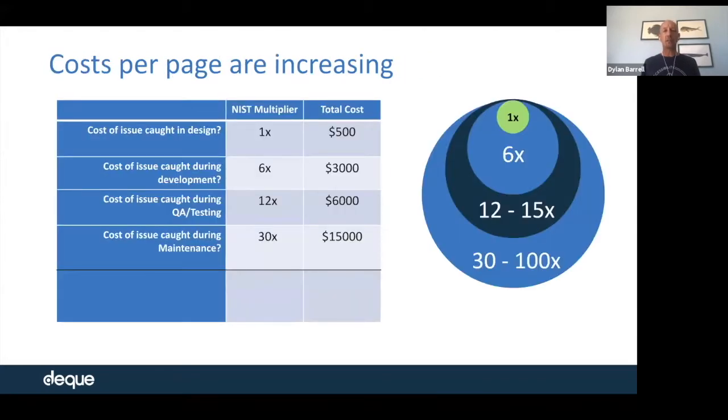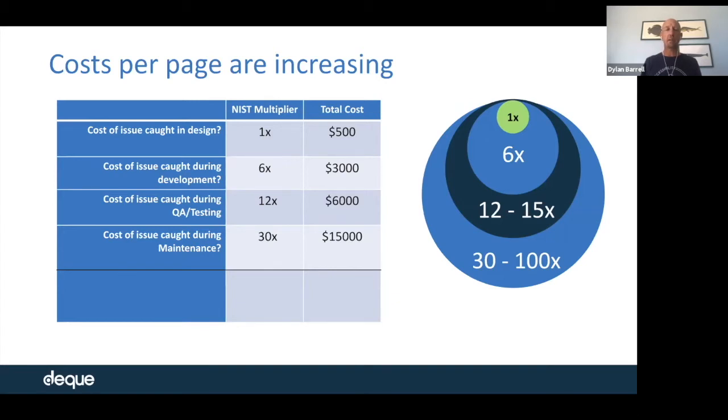And if you take that cost and you plug it into the model, if you assume that of those 50 defects, if you found them all during design, and it only cost you $10 per defect to fix them during design, which is a really low estimate, then as you roll that through the costs, the cost if you caught and fixed them during development would be 6 times that, would be $3,000 per page. The cost of an issue caught during QA testing would be around $6,000 a page. And the cost of an issue found during maintenance at the low end of that estimate would be about $15,000 per page. So those are big numbers, but maybe not so big, right?